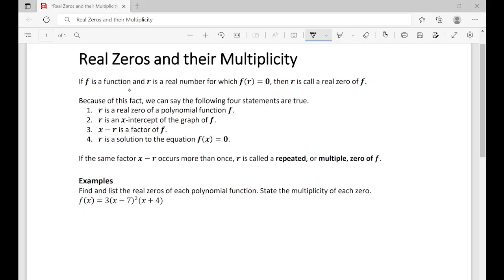If f is a function and r is a real number for which f of r equals 0, then r is called a real zero of f. Because of this fact, we can say the following four statements are true.